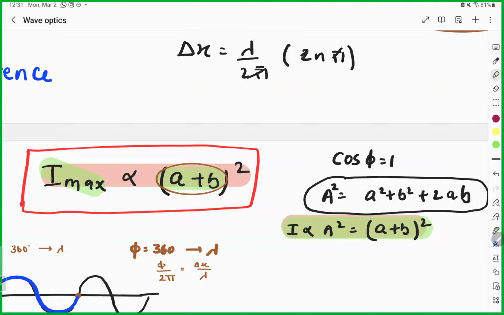I maximum means constructive interference. In constructive interference, total amplitude is because of the addition of both the amplitude. Correct? Because your capital A resultant amplitude is the addition of A and B. And we know I maximum is directly proportional to the resultant amplitude square. And your resultant amplitude is because of addition of A and B. Any doubt?